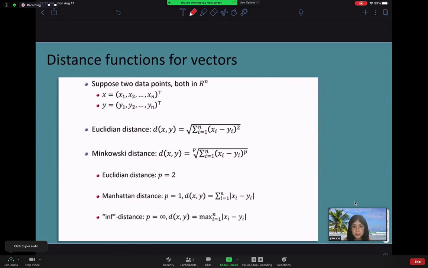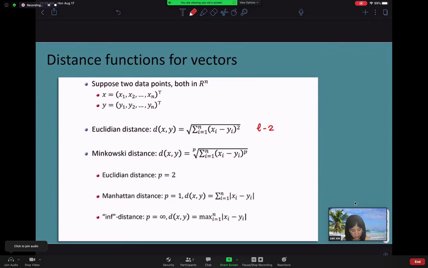Here are some examples of similarity functions. Given two n-dimensional vectors, the Euclidean distance that we have used in the K-means algorithm so far is based on this definition: the sum of the squared differences of the entries. And this can be generalized to the so-called Minkowski distance.